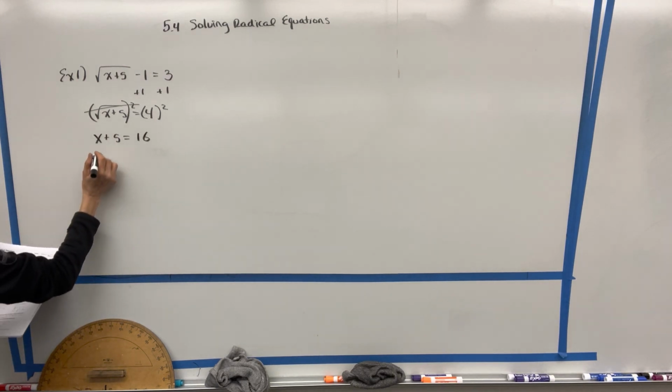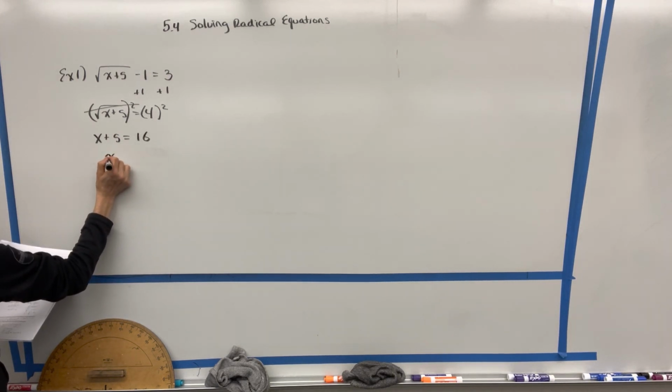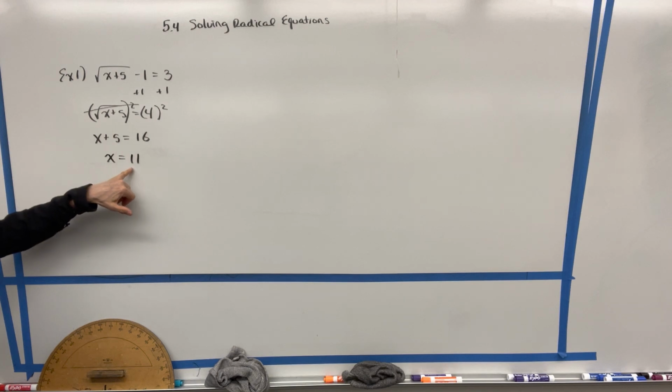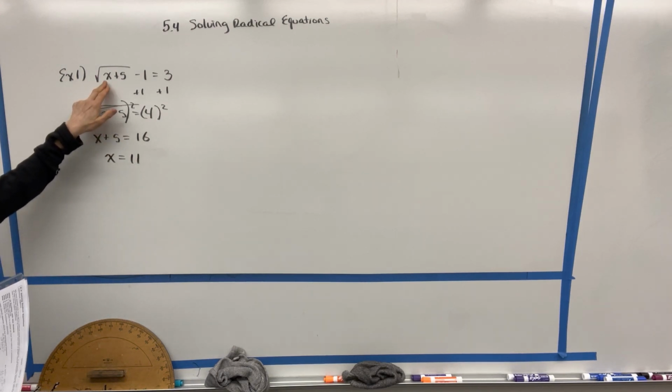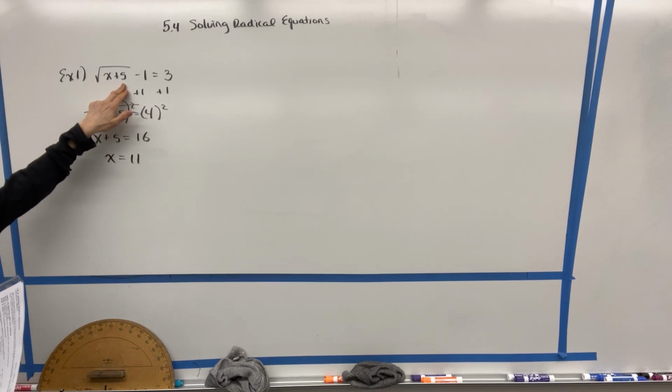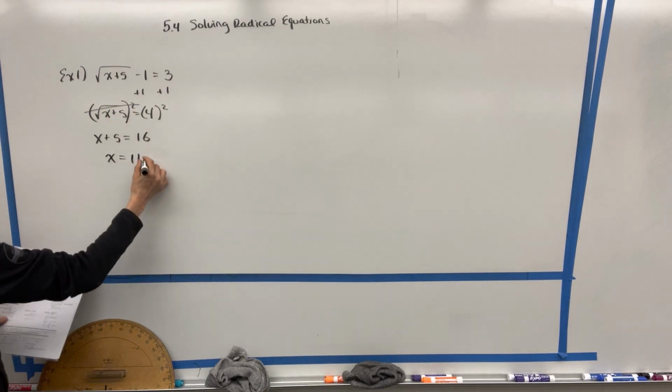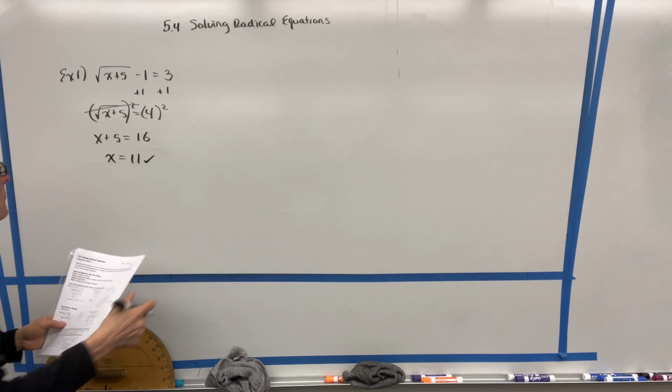After that, we want to solve for x by subtracting 5. And then we do want to check for extraneous solutions. So we plug it back in and see if it works. If we plug 11 in, we're taking the square root of 16, which is 4, minus 1, which gives me 3. I can see that that solution works, so I can keep it.